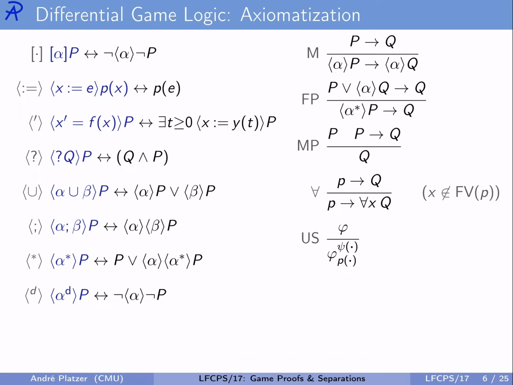For example, Angel has a winning strategy in a game of choice between alpha and beta to get to a state where P holds true, if and only if Angel has a winning strategy in the hybrid game alpha to get to a state where P holds true, or Angel has a winning strategy in the game beta to get to a state where P holds true. And the others as well. We all justified them and they were quite fine.